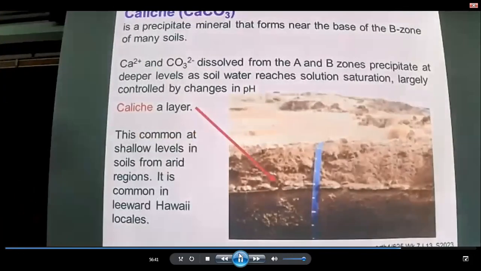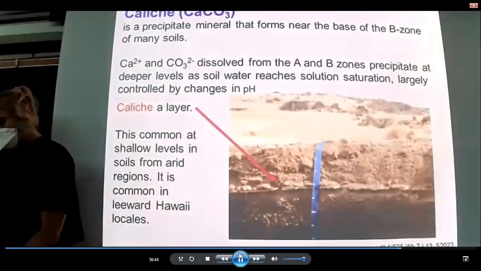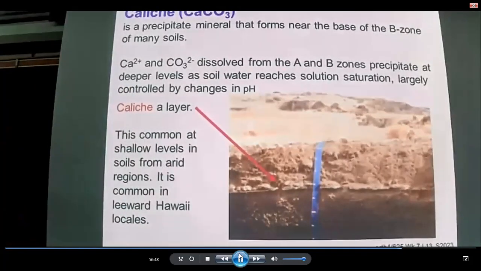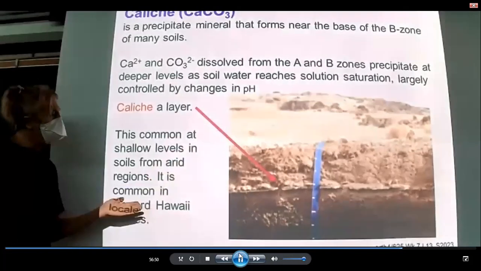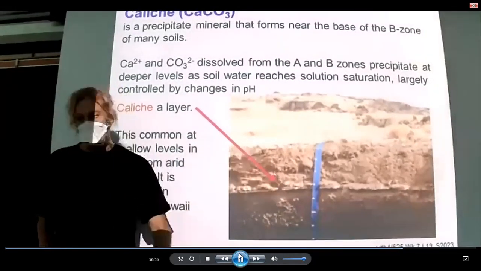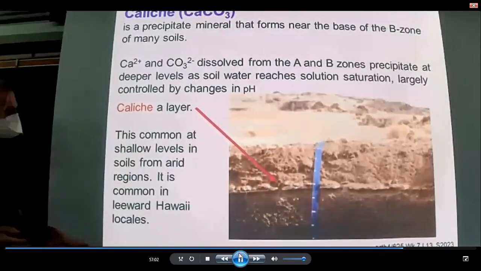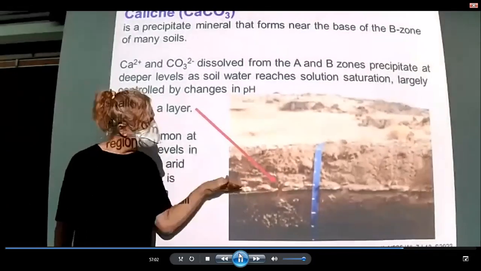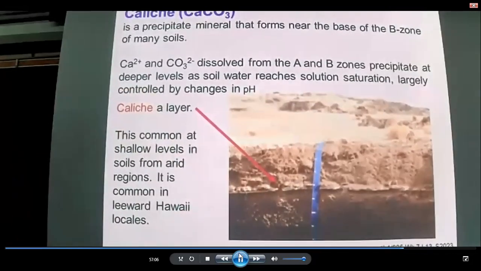So this is just a picture of what a caliche zone looks like. This one's really close to the surface. You can see this is an arid environment. This picture wasn't taken in Hawaii, but you would find the caliche horizon really close to the surface if you go to any of the dry areas, leeward coasts like Waianae or West Molokai, or the northern part of Lanai, for instance. All these places have caliche relatively close to the surface.